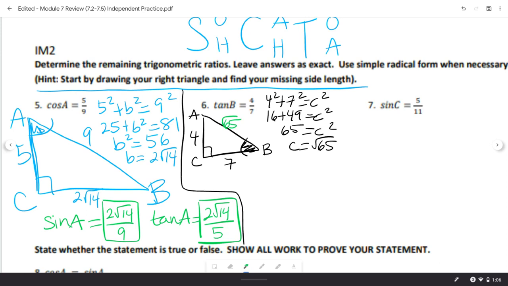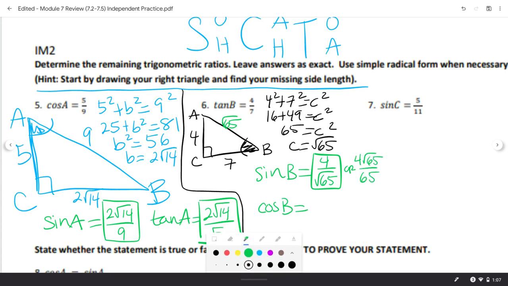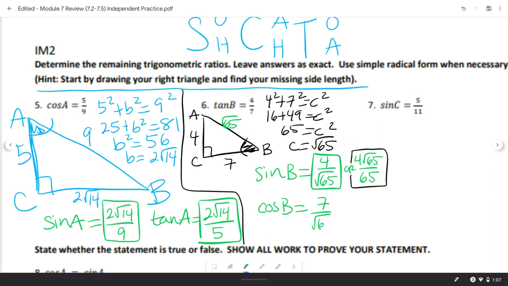And I've got tangent, so I've got to figure out sine of B and cosine of B. Sine is opposite over hypotenuse, so 4 over the square root of 65. Or if you rationalize that, that's 4 root 65 over 65. For the cosine of B, it's adjacent, so 7 over hypotenuse, square root of 65. Or if you rationalize that, 7 root 65 over 65.